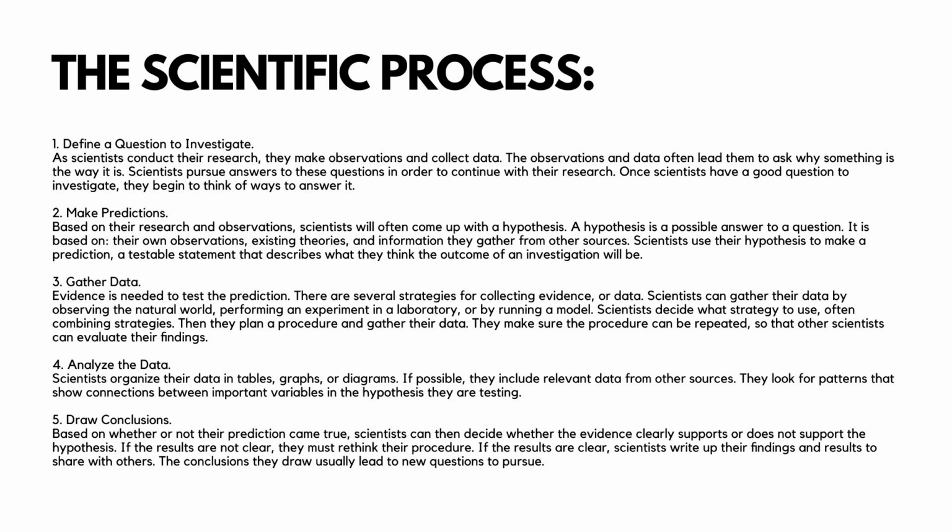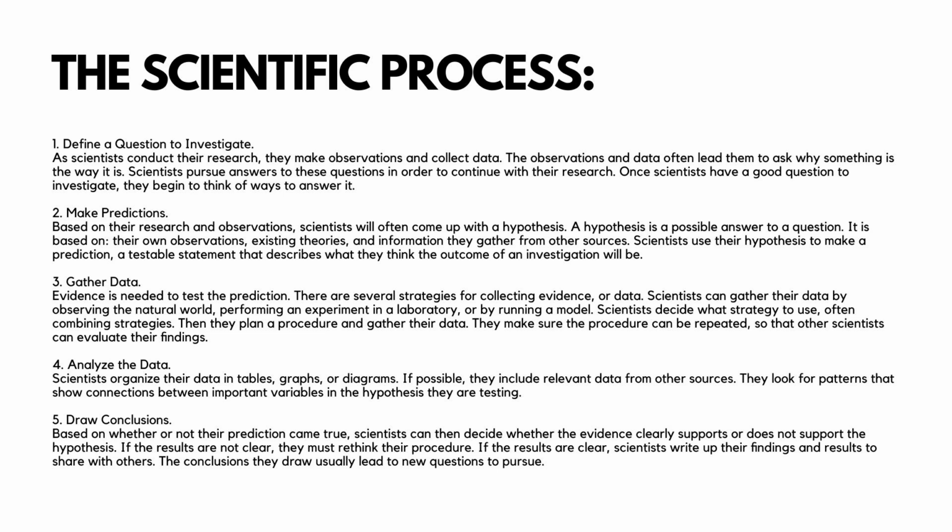Once scientists have a good question to investigate, they begin to think of ways to answer it. Make predictions. Based on their research and observations, scientists will often come up with a hypothesis. A hypothesis is a possible answer to a question. It is based on their own observations, existing theories, and information they gather from other sources. Scientists use their hypothesis to make a prediction, a testable statement that describes what they think the outcome of an investigation will be.